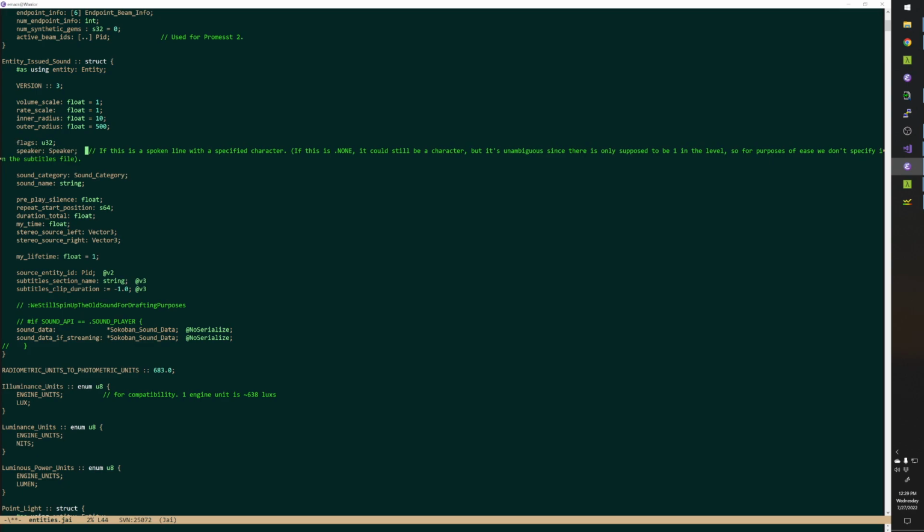Okay. So this is version 4. There might be a better place to put this in the long term, but right now we don't really maintain world state aside from this issued sound entity when one of these lines is playing. And so this is where I'm going to put it right now.